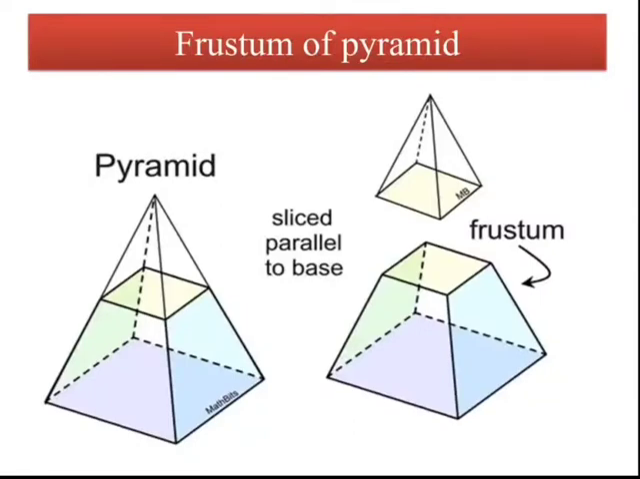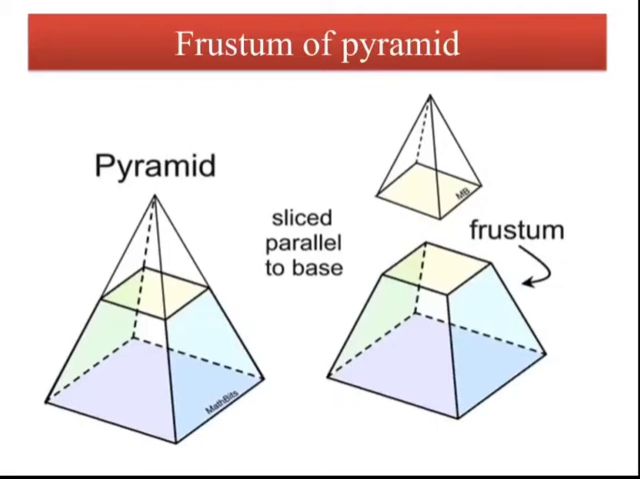Now next object is frustum of pyramid. It is same as frustum of cone, but the only difference is cone has a base of circle and pyramid has a base of square. Frustum of pyramid base can also be square, pentagon, hexagon, triangle, etc. Every figure is defined as a frustum. So first question, what is frustum of pyramid?